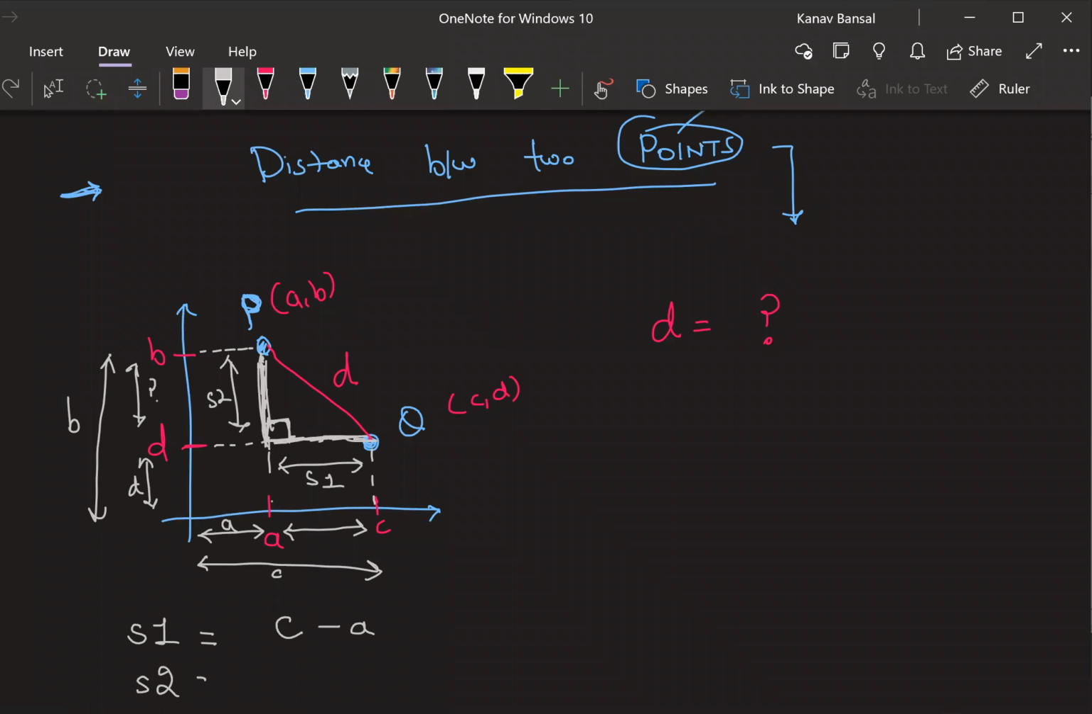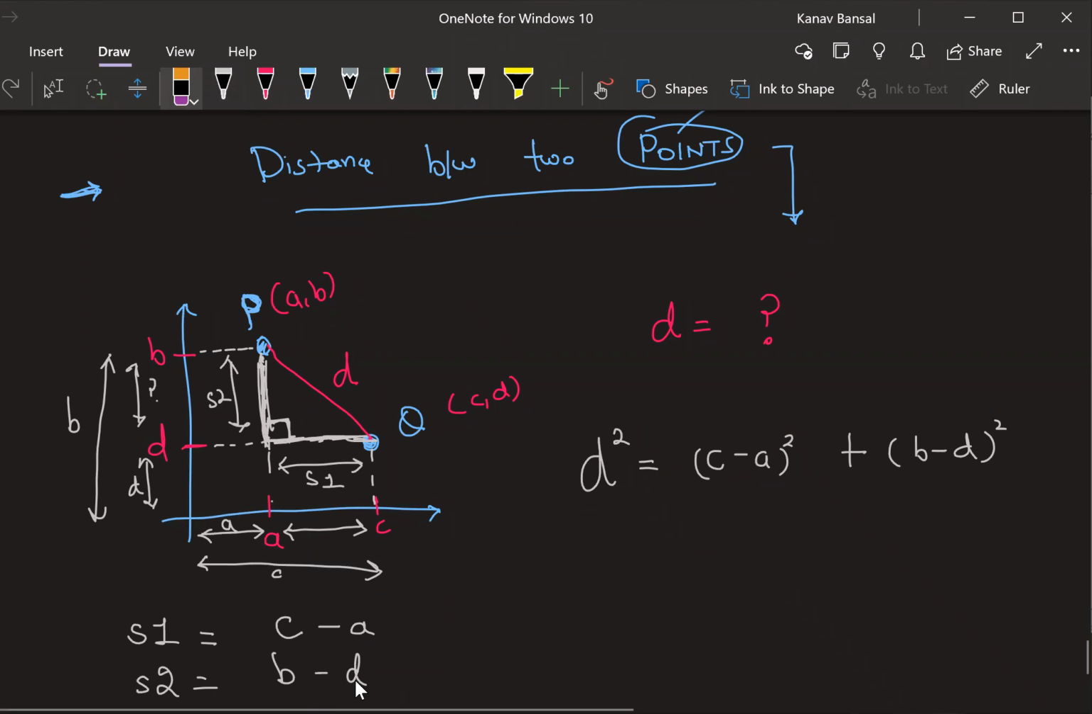Side 2 is nothing but equal to b minus d. So I just now have to put everything into Pythagoras theorem, right? So we know that d square is going to equal side 1 square. So what is side 1? Side 1 is nothing but (a minus c) whole square, plus side 2 square. So what is side 2? (b minus d) whole square. And we can bring this under one square root, right? We can remove this square and put it under root here.